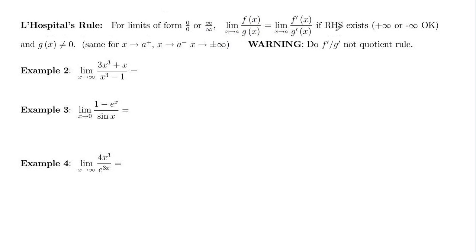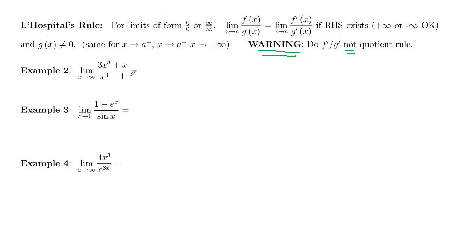If this right-hand side limit exists, and it can be plus or minus infinity, those are okay. We need to have g of x not equal to 0. And then this statement as x approaches a also applies for one-sided limits here, and then also limits at infinity. Now, warning here, you want to do f prime over g prime, not a quotient rule.